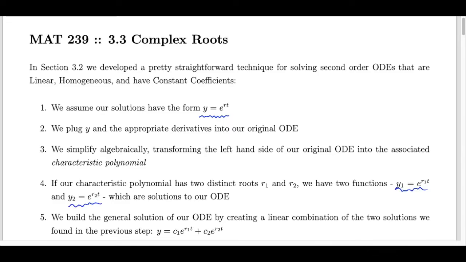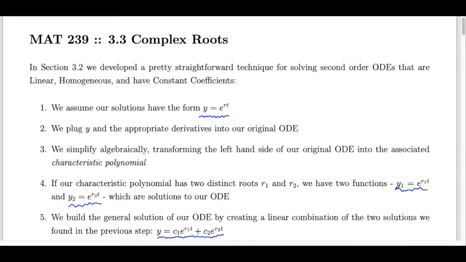And then in step 5, we want to merge those 2 separate solutions into one general solution. We did that by taking what I've called here a linear combination. Remember, a linear combination is kind of just a fancy way of saying I'm going to multiply each solution by a scalar and then add the 2 resulting components.